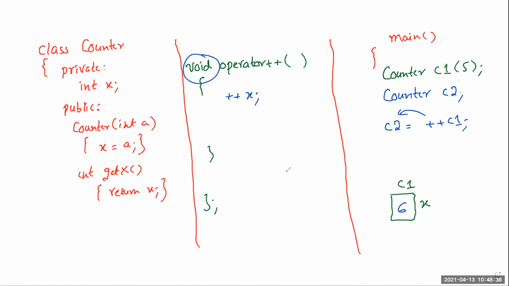Since it is similar to what we did with the point class, if we want this to be a legal statement, then we will have to return something from that function. And what do we return? Again, you see, when you are incrementing a point, the answer is also a point. Similarly, in this case, you are incrementing an object of class counter. So when you increment that, the answer is also an object of class counter, right?